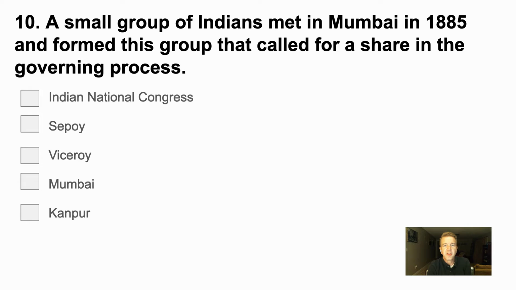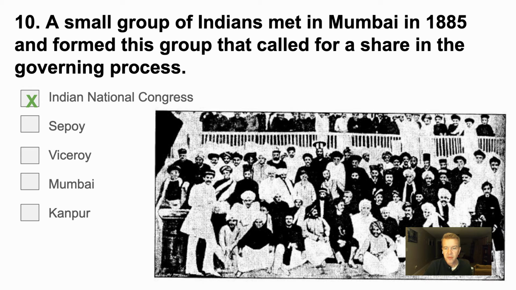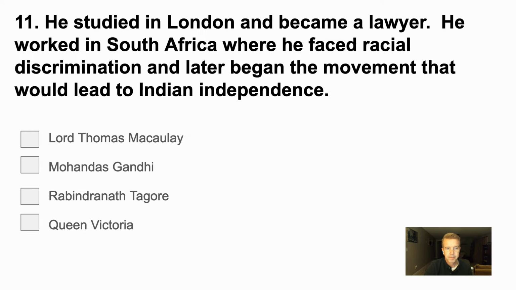A small group of Indians met in Mumbai in 1885 and formed this group that called for a share in the governing process. That should be pretty easy to get: the Indian National Congress, which eventually goes on to lead the revolution and gain independence for India. This is a photo of the original first meeting of the Indian National Congress.